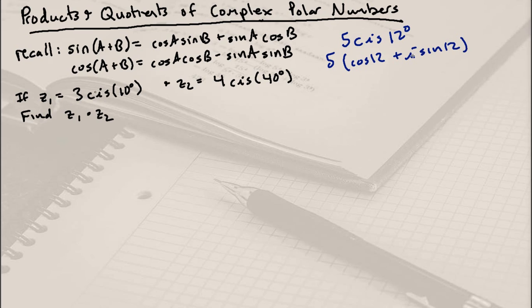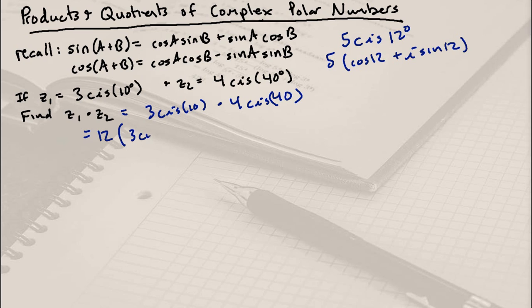So if our first point is 3 CIS 10 and our second point is 4 CIS 40, we want to find the product. We're actually going to go ahead and prove a theorem that will help us do this more quickly. So I'm going to do 3 CIS 10 times 4 CIS 40. Right away I can do 4 times 3 and get 12, but I'm not going to be able to directly multiply the cosine and i sine.